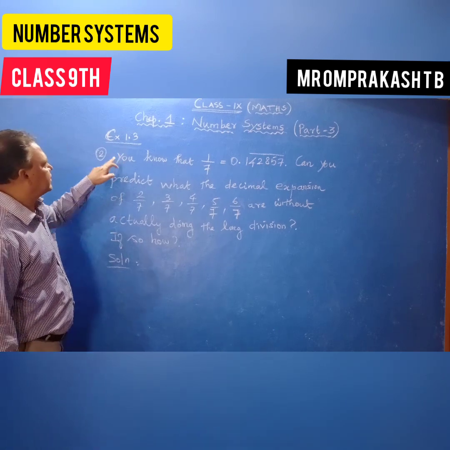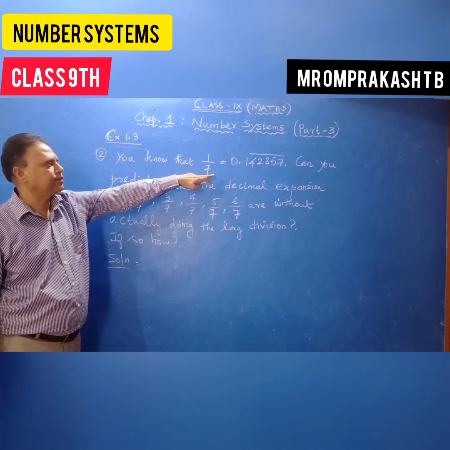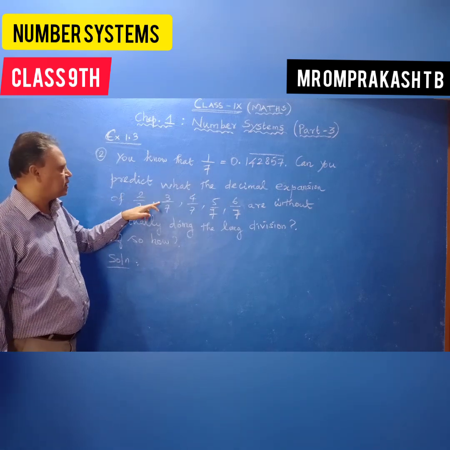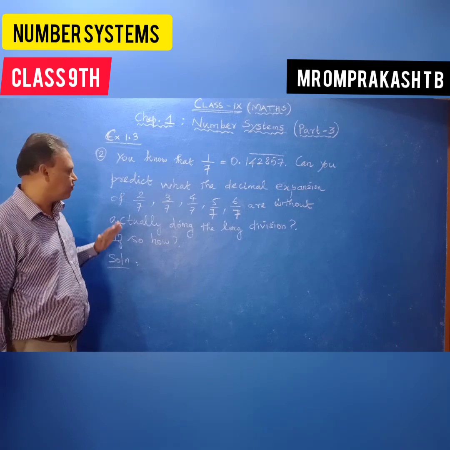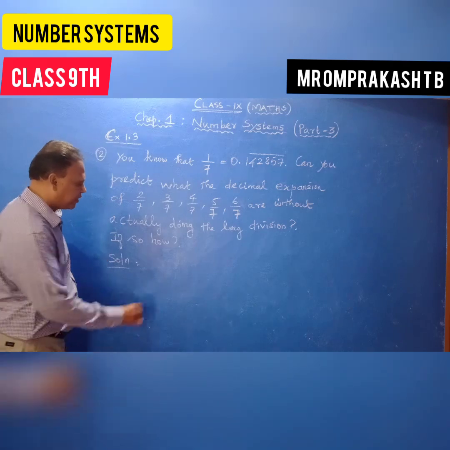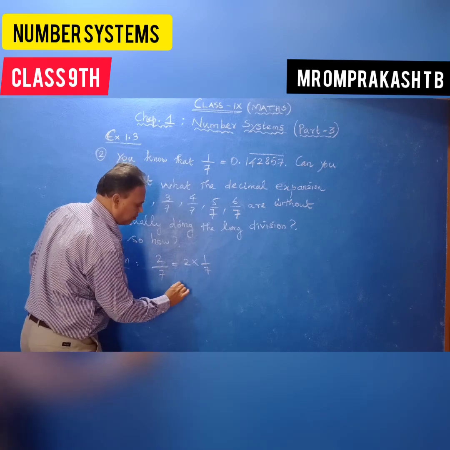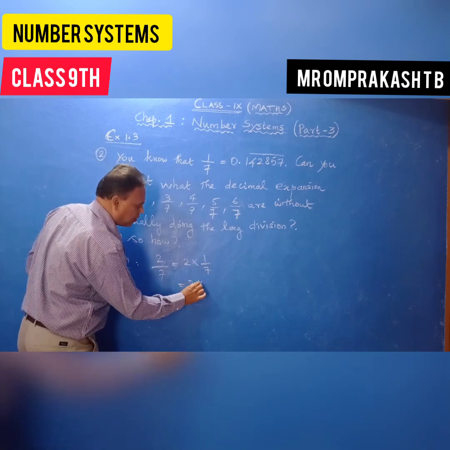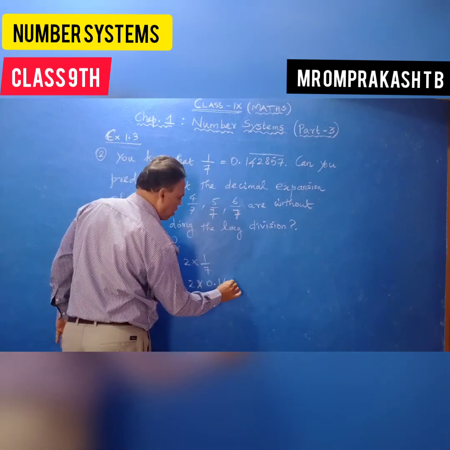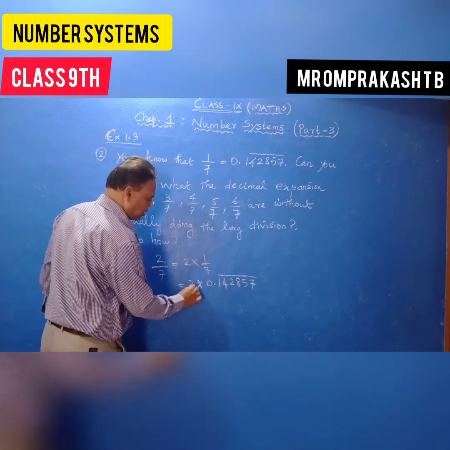Okay. You see that exercise 1.3 second problem. You know that 1 by 7 is given. Already we have done also. Clear? So can you predict what the decimal expansion of 2 by 7, 3 by 7, 4 by 7, 5 by 7 is without actually doing long division? See, once you know 1 by 7 means 2 by 7 easily we can find out because 2 by 7 can be written as 2 into 1 by 7. But what is 1 by 7? Already it is given in the problem. What is 1 by 7? 0.142857 bar there.